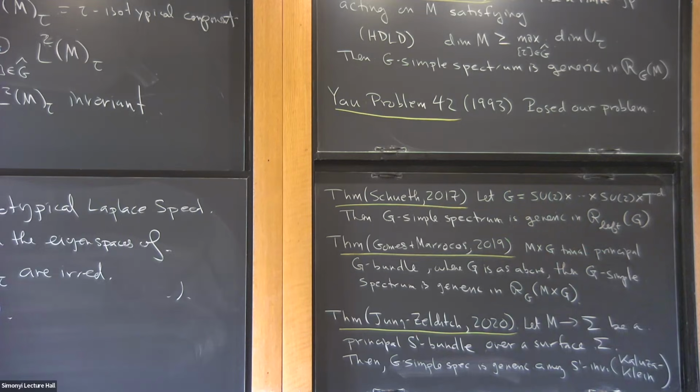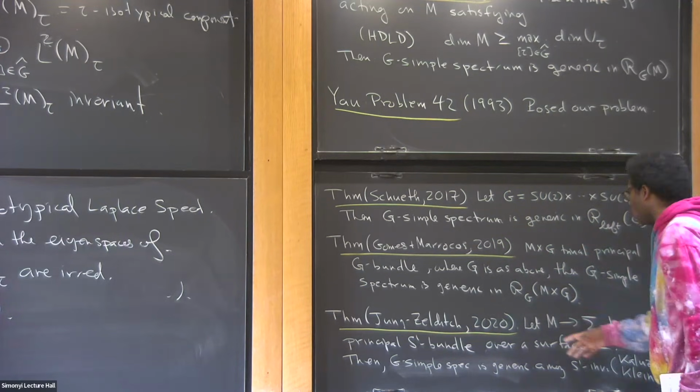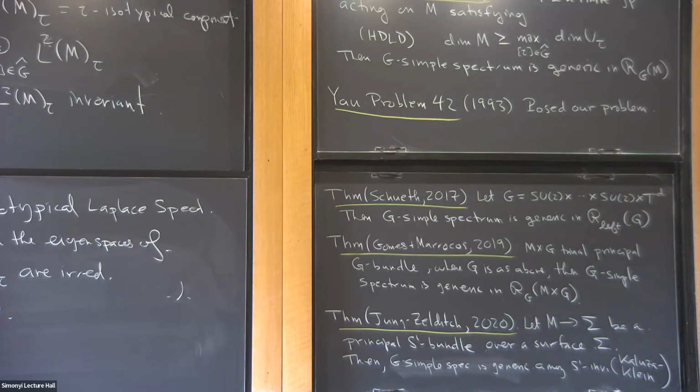And then, a little more recently, the result of Jung and Zelditch, which says: let's look at a principal S1 bundle over a surface, and now let's look at the S1 invariant metrics on that manifold. Well, it turns out that they're actually generic.